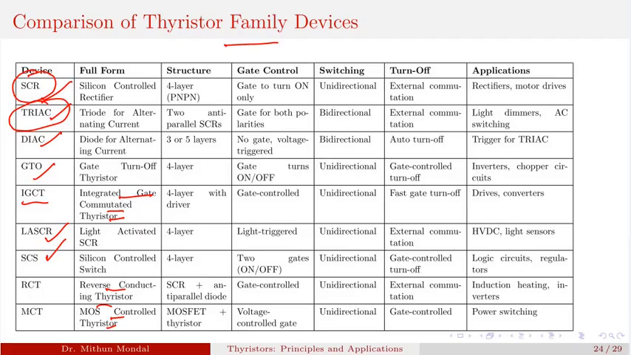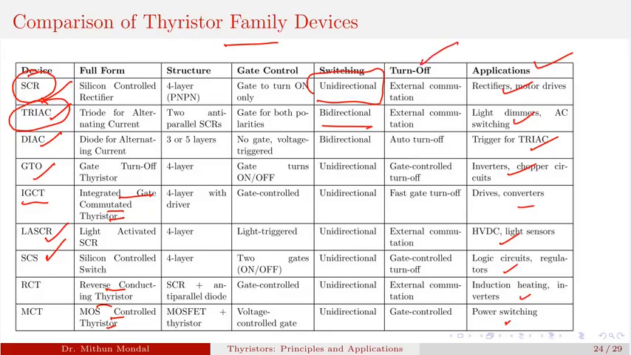So either you have the 3-layer or more, and you will be having the terminals, and depending upon these, you can have the switching either unidirectional or bidirectional, and different applications of these thyristors in rectifiers, dimmers, Triac operation, inverters, choppers, HVDC lines, logic circuit, induction heating, power switching. You can have different thyristors to operation.